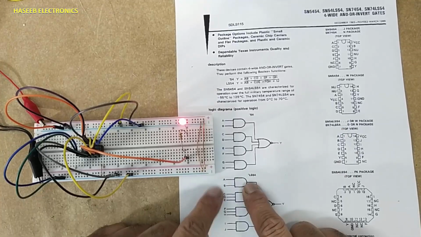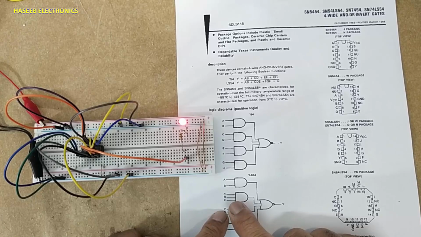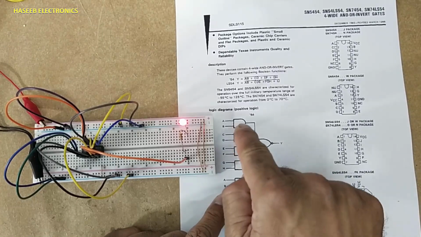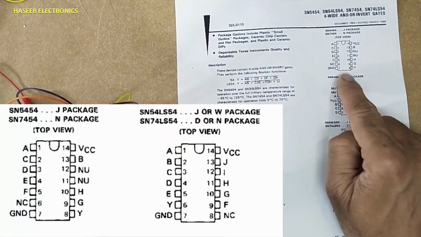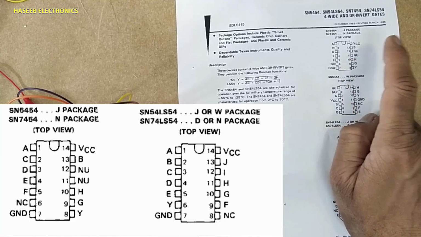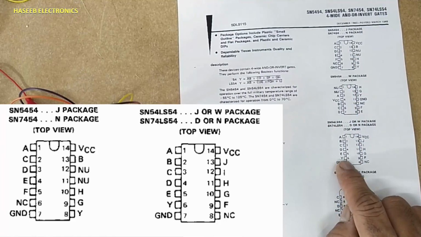LS54 has 2 AND gates with 2 inputs, and 2 AND gates with 3 inputs. So LS54 has 2 inputs more than simple 54. Here pin number 6 is not used, 11 and 12 are not used, but here pin number 8 is not used. Pin number 6 is the output.